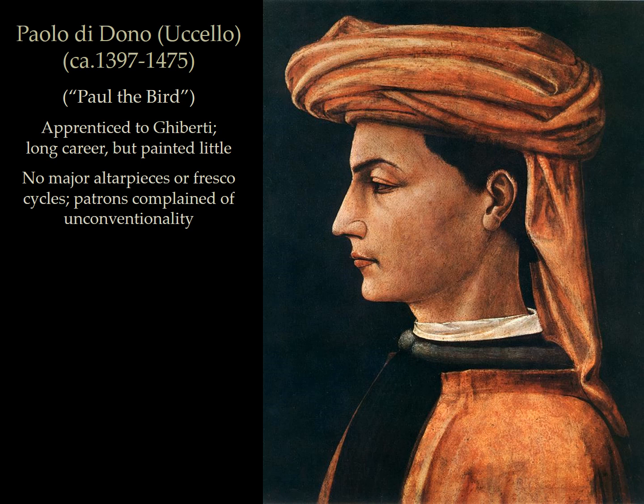the Bird. He was apprenticed to the goldsmith Ghiberti, so we know that he would have been interested in three-dimensional form, given the commissions Ghiberti was receiving from the Florentine baptistry and those from Or San Michele. Now we know that Paolo had a long career, but he painted quite little, and his patrons often complained of his unconventionality. That being, he's going to work incredibly slowly and is very strange in many ways when it comes to his approach. He has no major altarpieces to his name or huge fresco cycles.